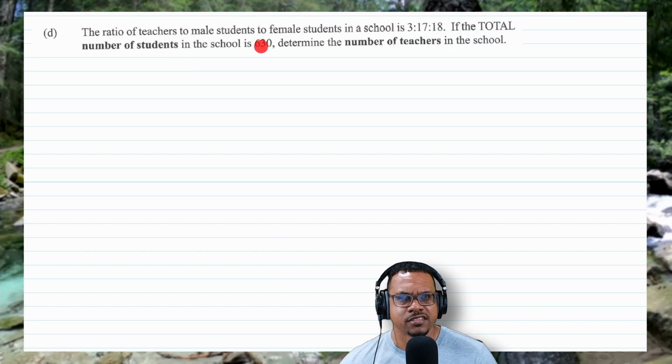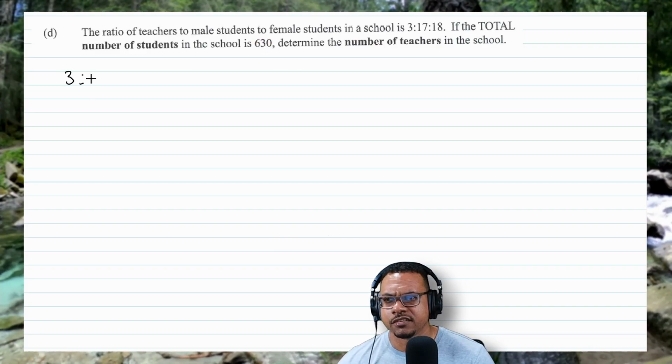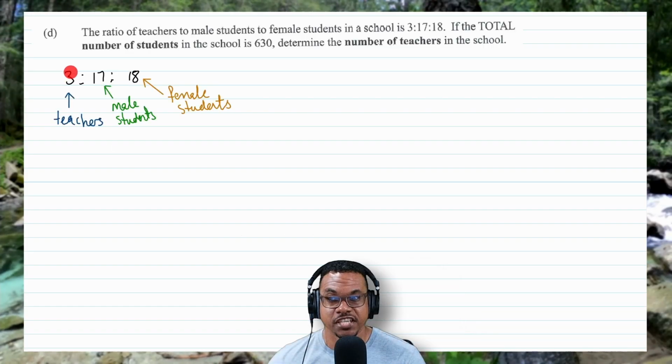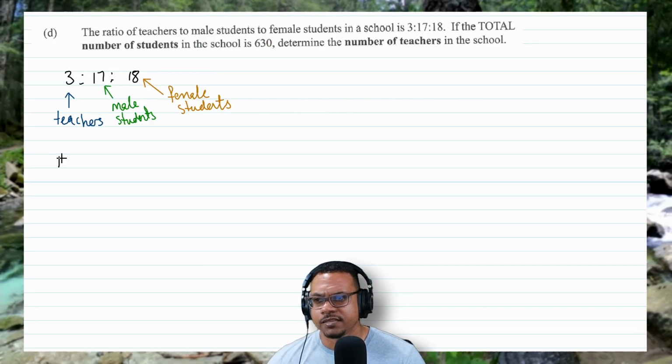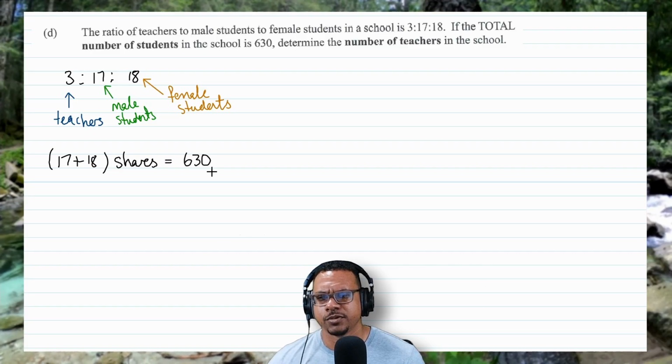Now we can use the 630 to find out what 1 share is. So let's write out the ratio. This is 3 to 17 to 18. So I have 3 shares representing the teachers, 17 shares representing the male students, and 18 shares for the female students. Right? Now this 630 is the amount for the students. So if I add the 17 shares and the 18 shares together, that will be equal to the 630 students. So 17 plus 18 shares is equal to the 630 students.